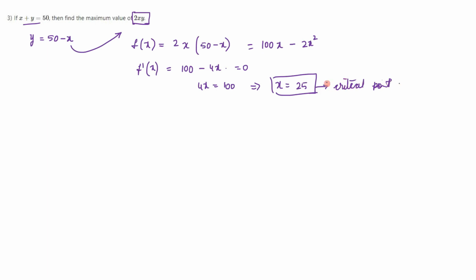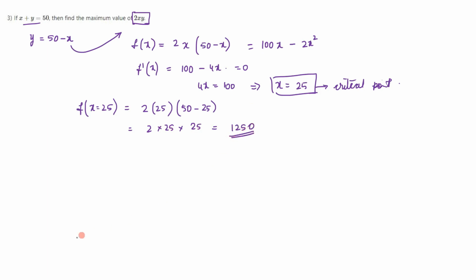Since I have only one critical point, I can check whether this is a minima or maxima, or I can directly find the value of f at this critical point, that is x equal to 25. That is nothing but 2 into 25 into 50 minus 25. That is nothing but 2 into 25 into 25. 25 square is 625. 625 into 2 is 1250.